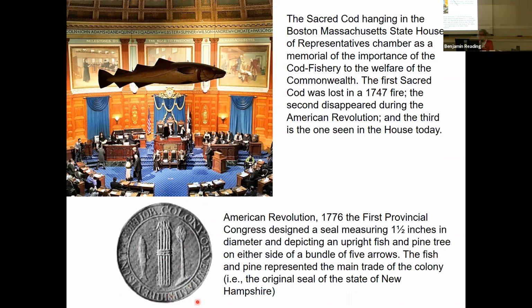So again, going back to the very beginning of the United States and even to the colonies before it, the cod was a very important fish in the history of the United States. So that's some interesting facts there. Family Gadidae of the cod.